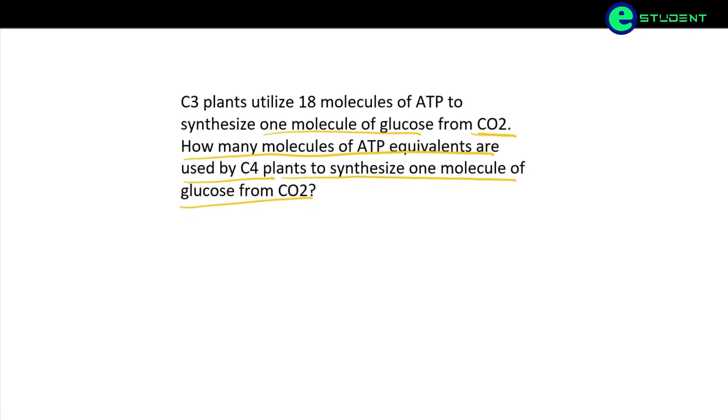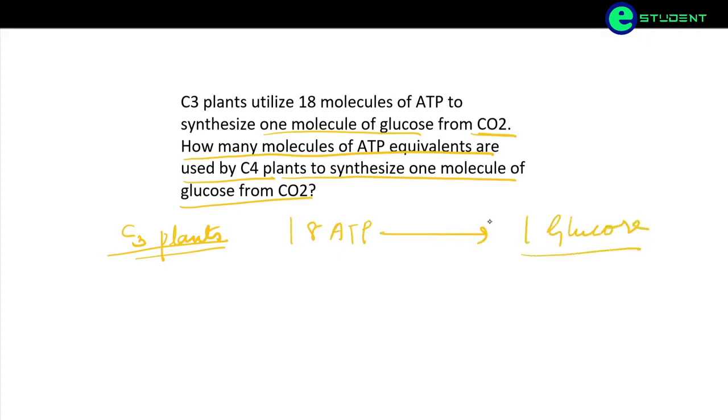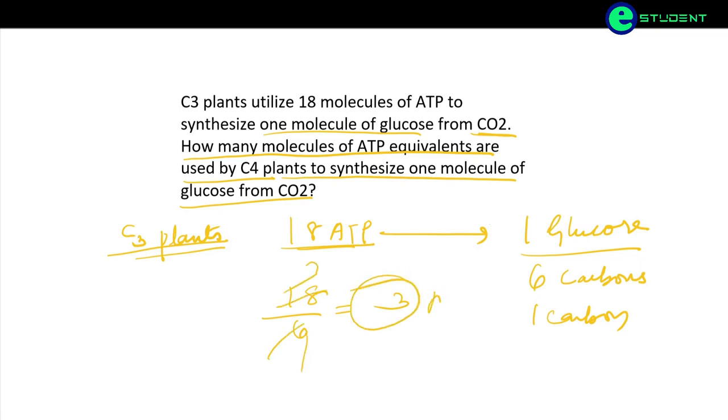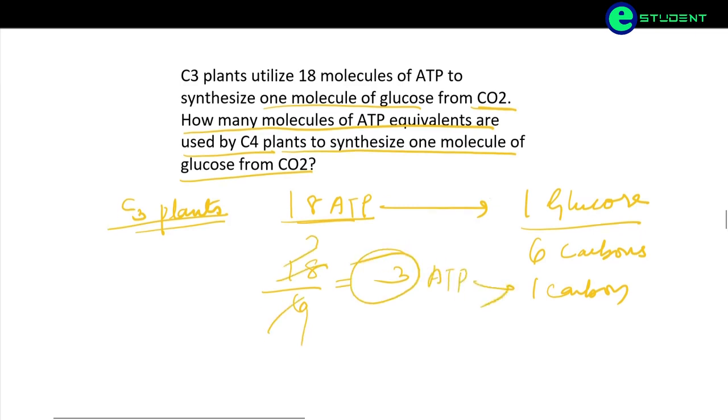Okay, so in C3 plants, they are actually using 18 ATP to produce one glucose molecule. So one glucose is how many carbons? 6 carbons. So 18 ATP here. So for one carbon, how many ATP is used? 18 divided by 6, which is going to be 3. So 3 ATP molecules for one carbon it is using.